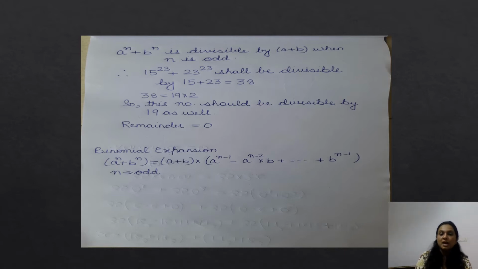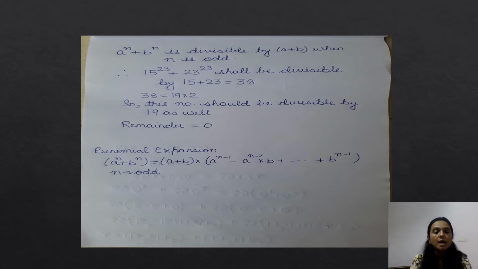Now the question is asking us if it is divisible by 19. 38 is a multiple of 19. So this number which is divisible by 38 shall be divisible by 19 as well. So remainder would be 0.